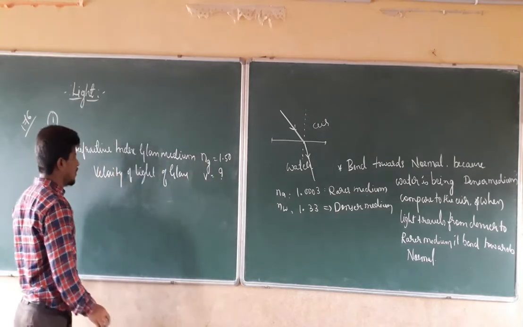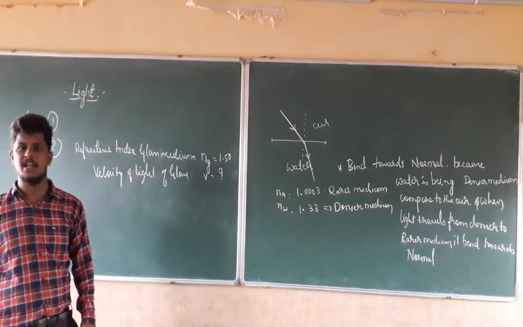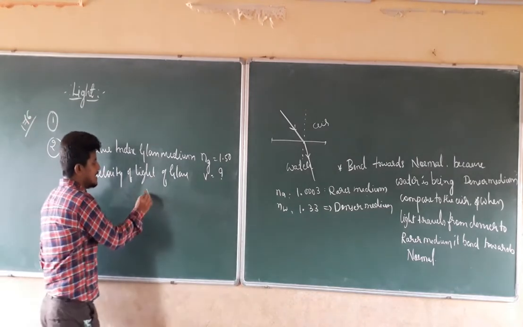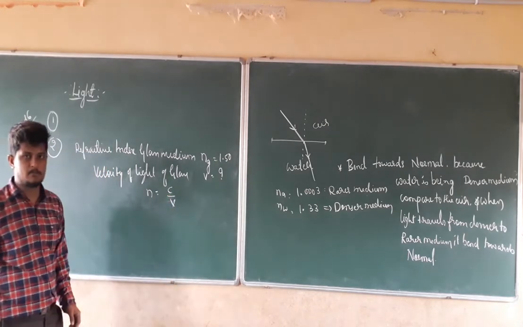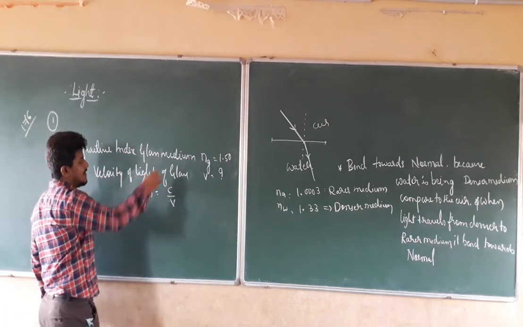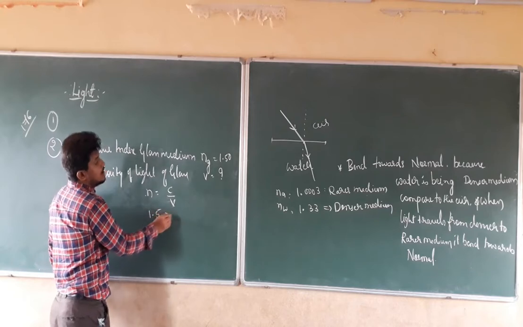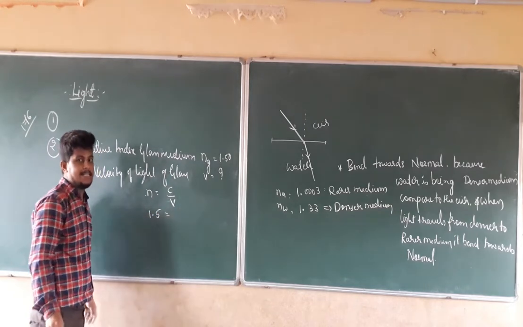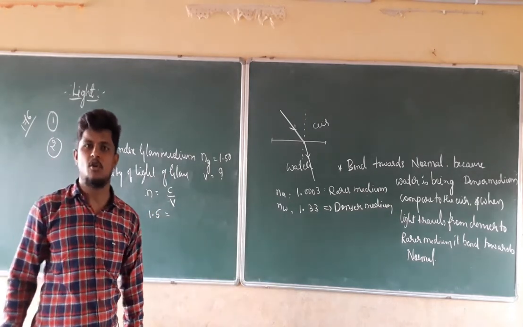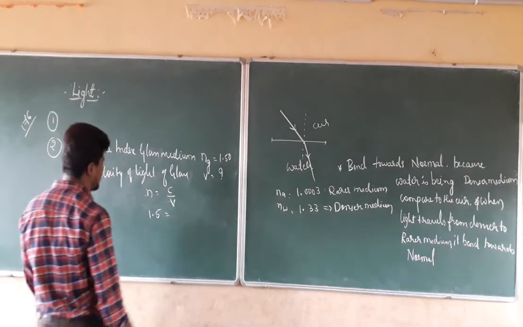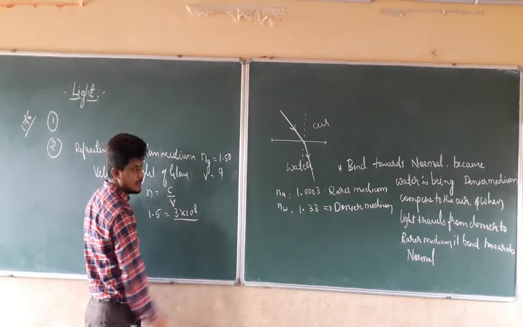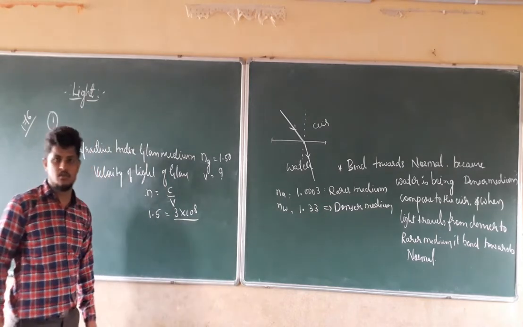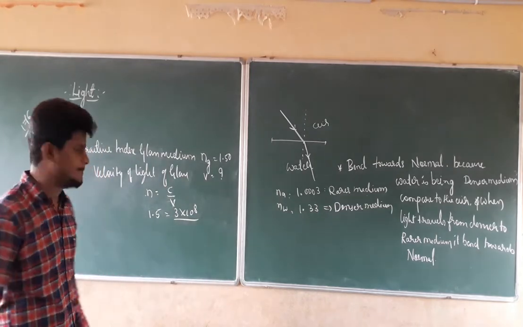If you remember the formula for the absolute refractive index, it can be given as N equal to C divided by V. So N is given as 1.50. C is a universal constant, so that C value is not going to change. It is equal to 3 into 10 raised to 8 meter per second, the speed of light in the vacuum.